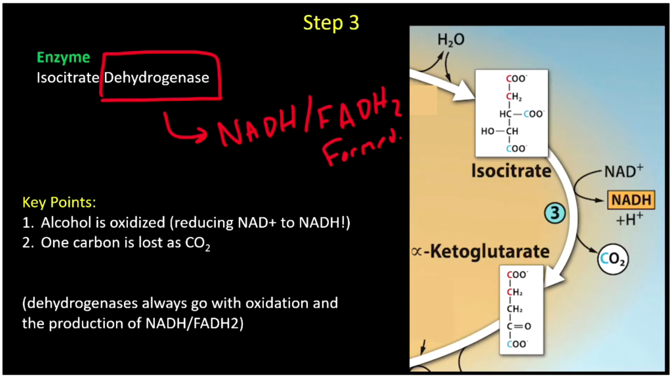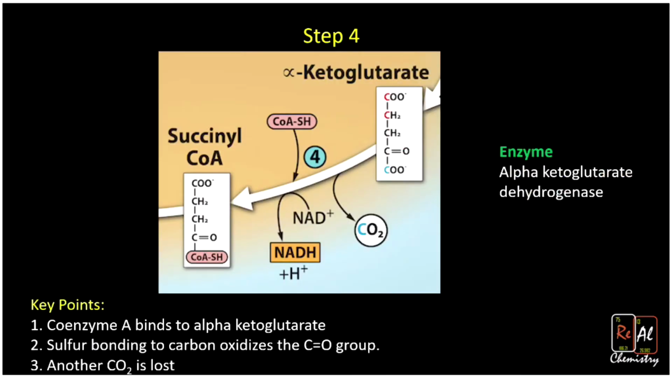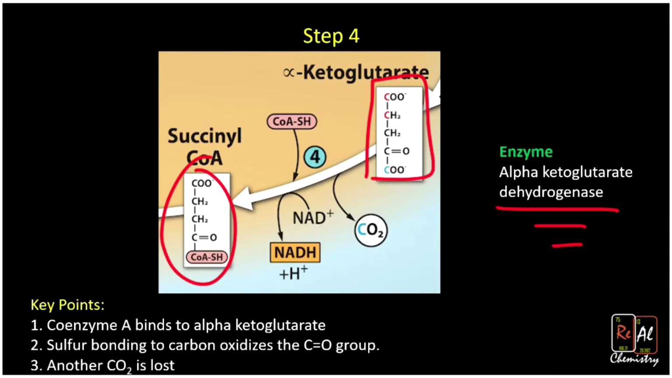Step 4, what's going to happen? Well, notice here, if we look at the enzyme, we see alpha ketoglutarate dehydrogenase. Again, we see the dehydrogenase, so we know that there's going to be an oxidation going on. The main change in this molecule, and this is kind of a good skill when you're looking at these complicated reactions, is compare the molecules that we start and end with, right? We start with alpha ketoglutarate and we end with succinyl-CoA and see what changed. Okay, pause it. Try to figure out what changed.